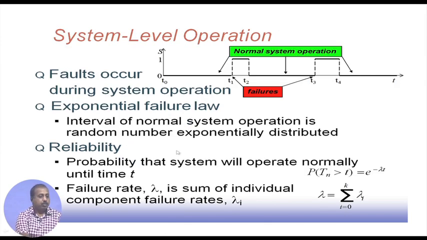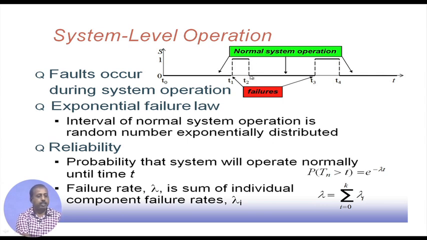So, at the system level, faults will occur during system operation. If we plot the lifetime of a system, maybe from t0 to t1 there was no problem with the system. So, that is normal operation. Then at time t1 some problem occurred and it required some time, t1 to t2, for its recovery. Recovery may come from various angles. It may be some transient fault, or there may be some fault mitigation technique incorporated into the system. So, that takes care.